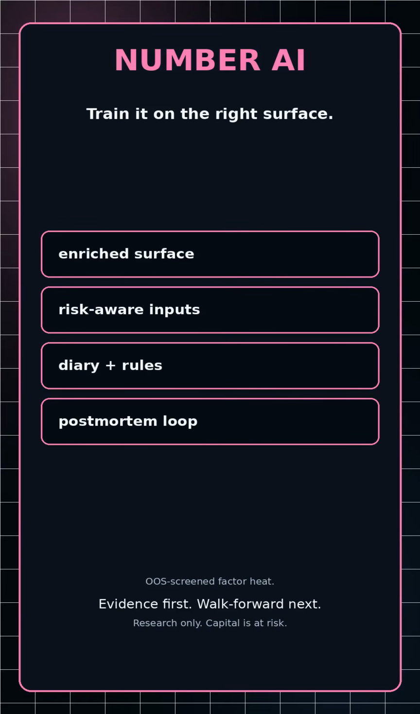Finally, Ray number AI is trained on that enriched, aligned, risk-aware surface, not raw candles alone. The model is only one part. The custom training factor, diary, priors, rules, and postmortems tell it what to inspect.